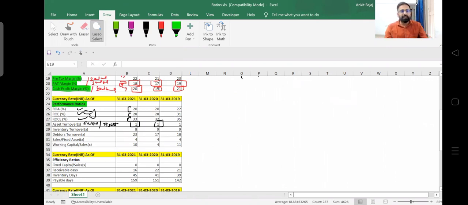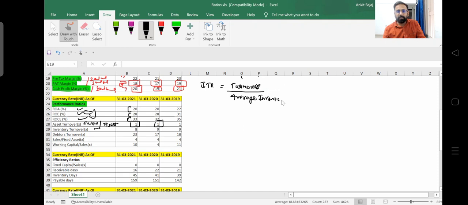Next ratio is inventory turnover ratio. Before discussing it, I would like to write down the formula here. The formula for inventory turnover ratio is turnover, or sales, divided by average inventory. What is inventory? Inventory means stock which you are having in your balance sheet.